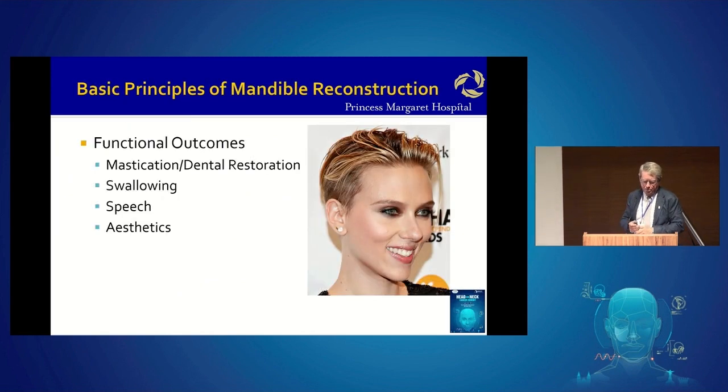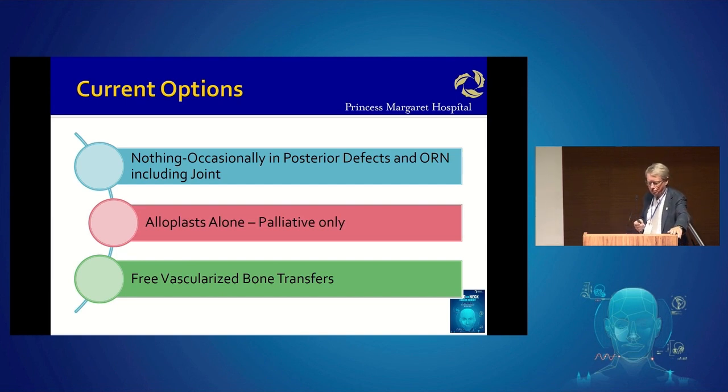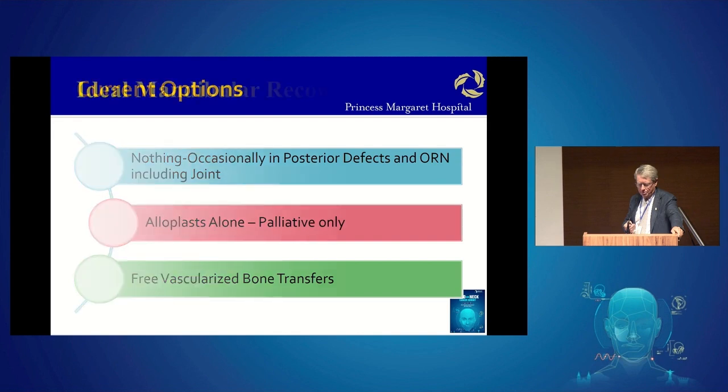Well, what about the mandible? What are we doing today? And again, won't spend much time on the principles. They're well known to everybody in the room. I think the current options today are nothing, occasionally in posterior defects and radionecrosis, including the joint. We rarely use alloplasts alone today, and really their only place is palliative management. And certainly the go-to, and the standard, is free vascularized bone transfers.